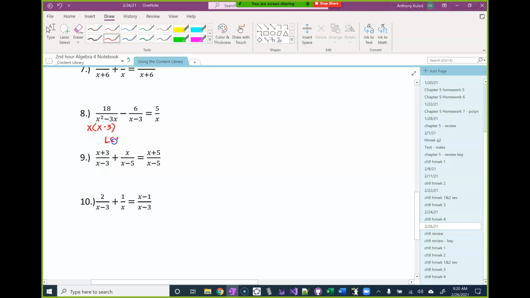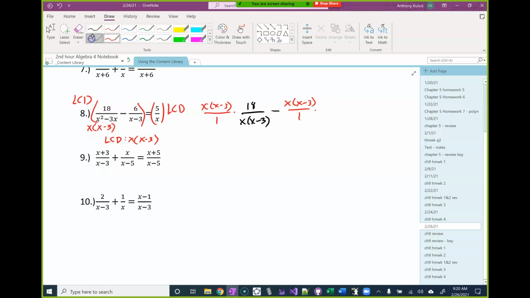Now that I have everything factored, I can identify my least common denominator, which is just going to be x times x minus 3, right? Those are the only two prime terms in the denominators. So I'll multiply both sides by that least common denominator. And then we'll distribute that through.